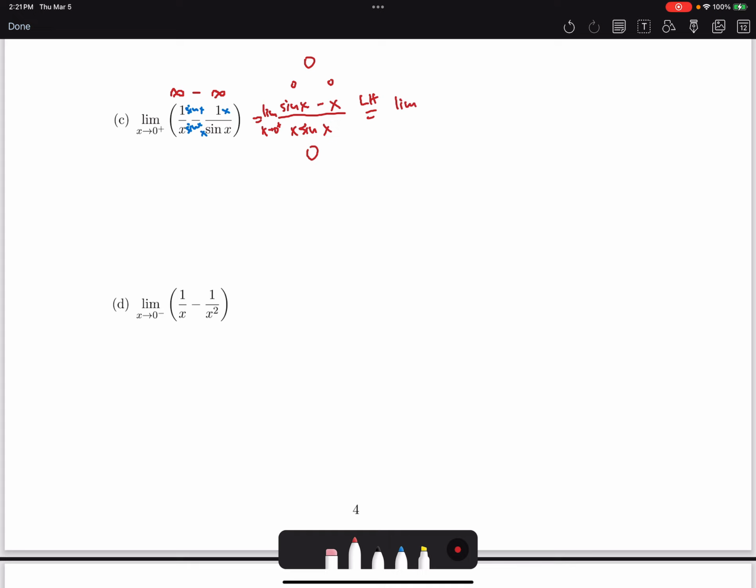So let's apply L'Hopital to this. Derivative of sine x is cosine x. Derivative of x is 1. In the denominator, we'll need the product rule, right? So it's the derivative of the first times the second plus the first times the derivative of the second.